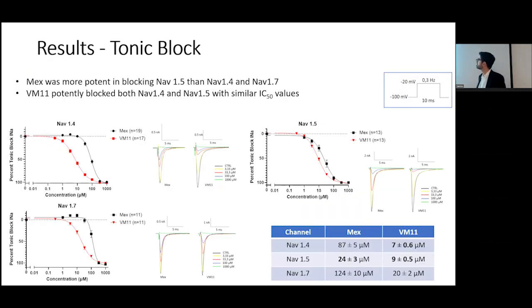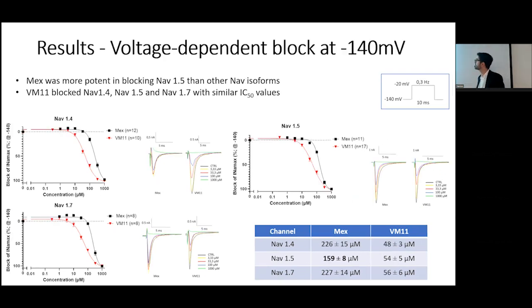So these are, as you can see, the dose response curves. We have the concentration and the blockage, so the reduction of current. And as for the tonic block, we see that mexiletine was more potent in blocking NaV1.5 than NaV1.4 and NaV1.7, and WM11 potently blocked both NaV1.4 and NaV1.5 with similar IC50 values.